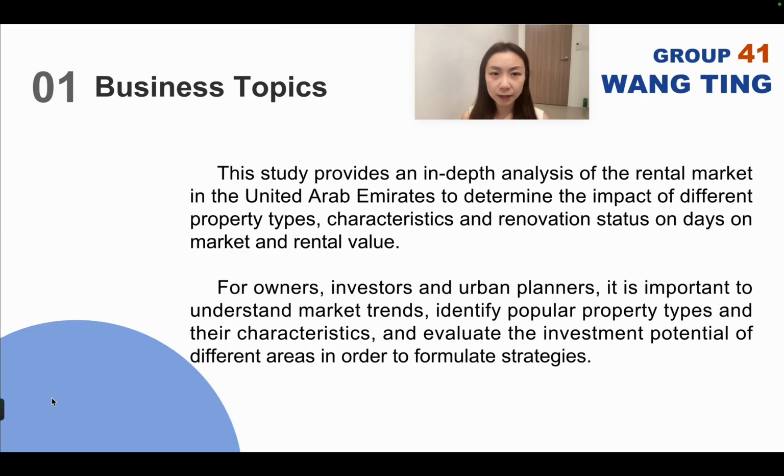First one, business topics. This study provides an in-depth analysis of the rental market in the United Arab Emirates to determine the impact of different property types, characteristics, and renovation status on days on market and rental value. For owners, investors, and urban planners, it is important to understand market trends, identify popular property types and their characteristics, and evaluate the investment potential of different areas in order to formulate strategies.